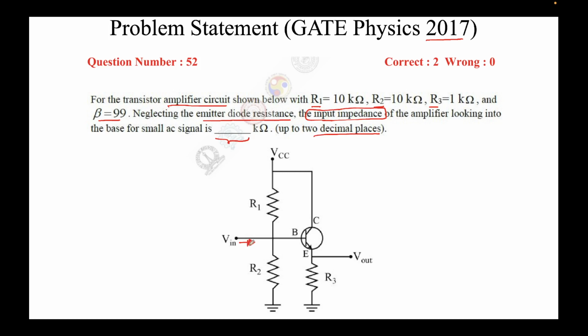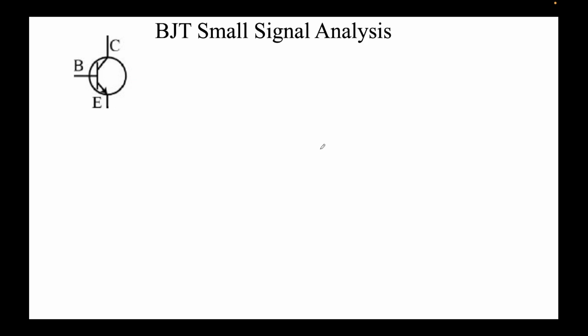So this is the BJT that's given to us. It's an NPN BJT and it says that this is an amplifier circuit, and for this we have to perform the AC analysis. So how do we go about doing it is that we first need to understand what is the model of a BJT as far as small signal analysis is concerned.